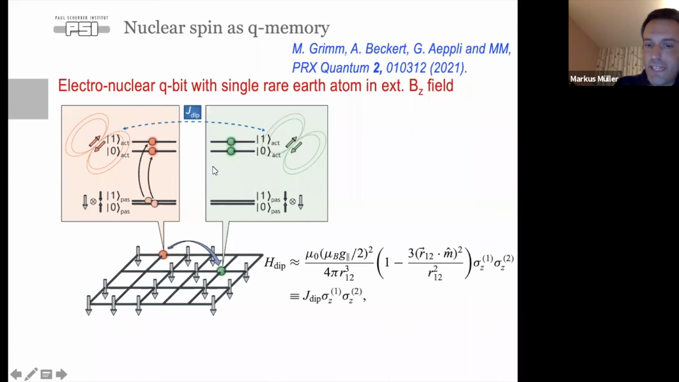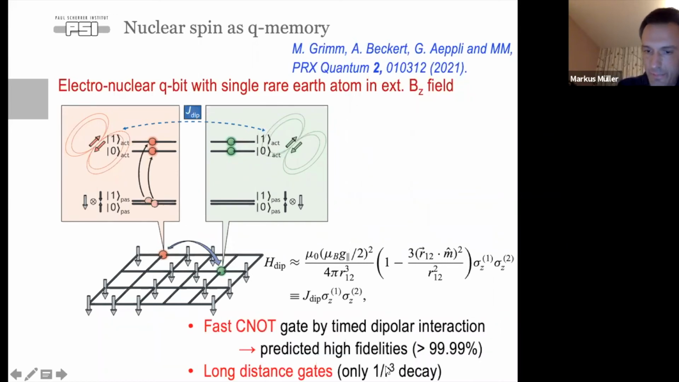And you let them interact over a timed interval such that you can carry out a fast CNOT gate, for example, with high fidelities, because you are actually very quick in activating and carrying out this gate. After the procedure, you deactivate again and put your quantum bit again into this passive state. What is interesting about this proposal in particular is that you can do gates without further engineering at relatively large distance, not just between nearest neighbors as in most other proposals.